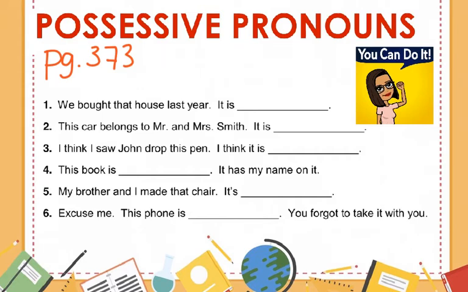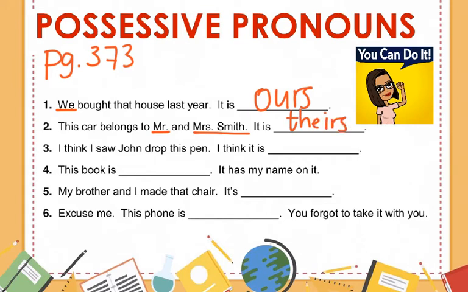Okay, so let's begin. Number 1, we bought that house last year. If we are talking about we, then what possessive pronoun do you think we have to use? Correct, ours. Number 2, this car belongs to Mr. and Mrs. Smith. This is a plural pronoun that we have to use because we're talking about Mr. and Mrs. Smith. So, this car belongs to Mr. and Mrs. Smith. It is theirs.